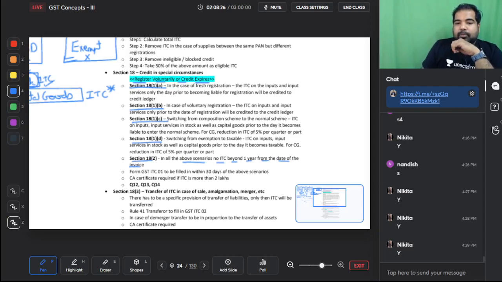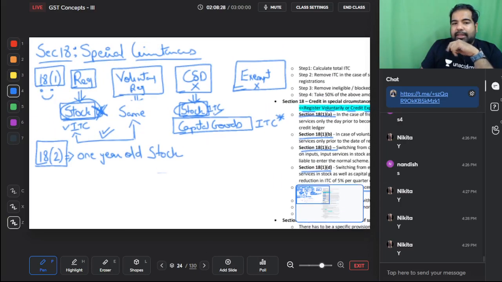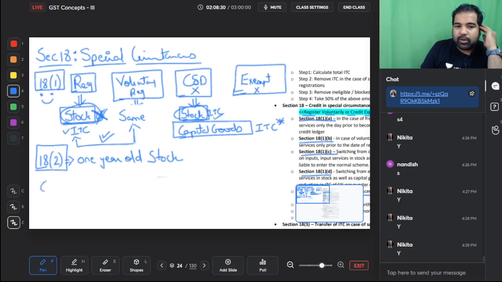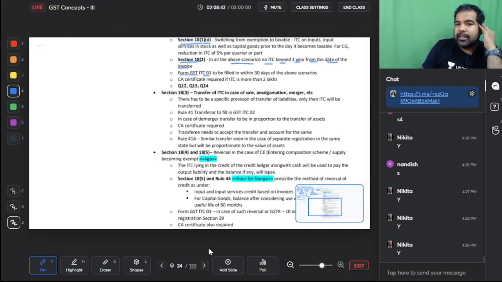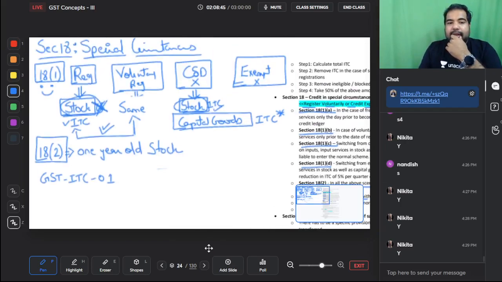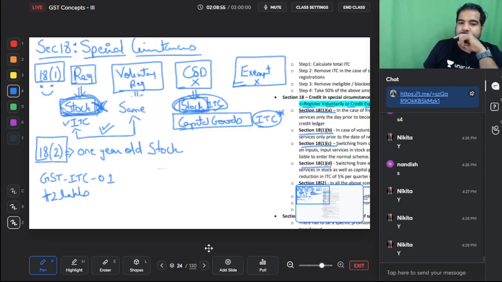Guys, here, how will you tell the government that these situations are happening? You will file something called GST ITC 01 because you are taking ITC for the first time. That is why GST ITC 01. You will fill this up and you file it. Yes, GST ITC 01 is to be filled within 30 days of the above scenarios. And if the credit that you have to take is more than 2 lakhs, then you will need a CA to certify that yes, you deserve so much credit. This is 18.1 and 18.2.